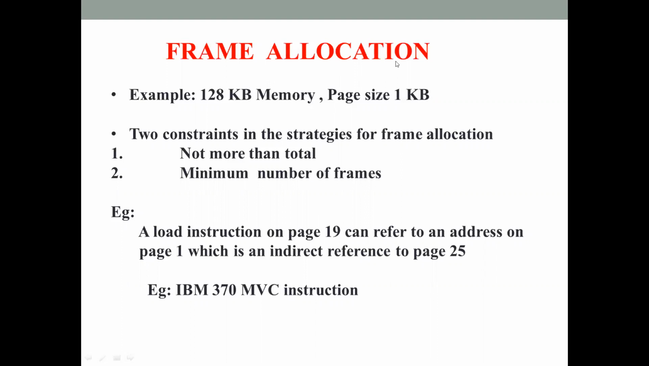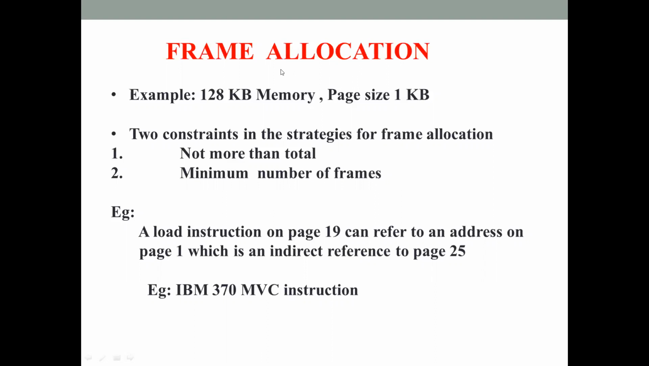Frame allocation deals with the problem that, given that there are multiple processes in the computer's memory, how are we going to allocate the fixed number of free frames in the computer's memory to these multiple competing processes? That problem is called the frame allocation problem. To say it in simple terms, frame allocation deals with how to allocate the available free frames to the processes which are requesting frames.